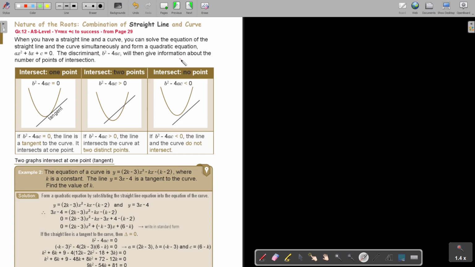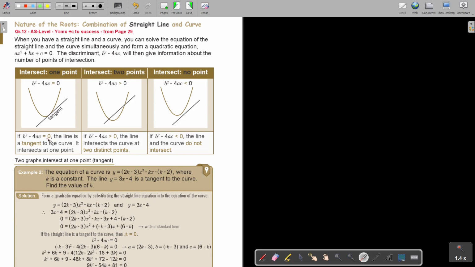Intersection at 1 point, then it's a tangent. If it's a tangent, the discriminant will be equal to 0. The line is a tangent to the curve, it intersects at 1 point. And in the question, you will see tangent or touch at 1 point.